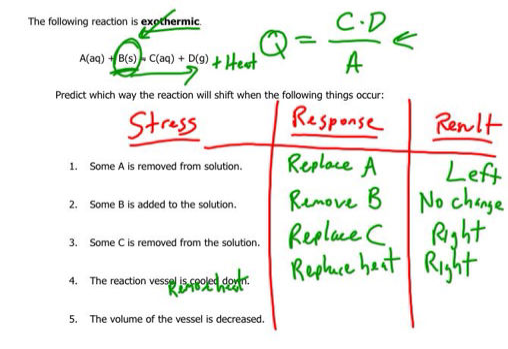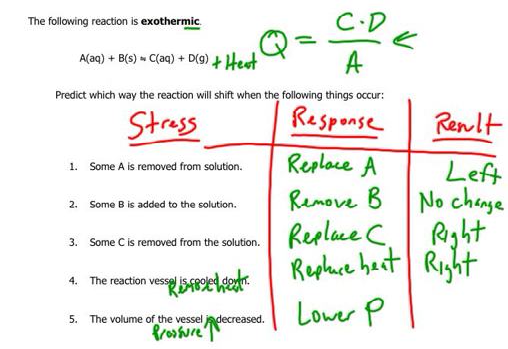All right, lastly, the volume is decreased. Let's translate that. That means if I lower the volume of the container, I'm actually increasing the pressure. So what is the response? I then want to lower the pressure. So the way I lower the pressure is I look and I try to find out how many gas particles are on each side, because that's going to determine which way I can go to reduce the pressure.